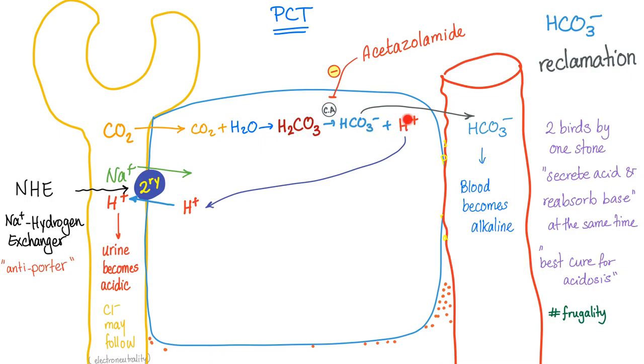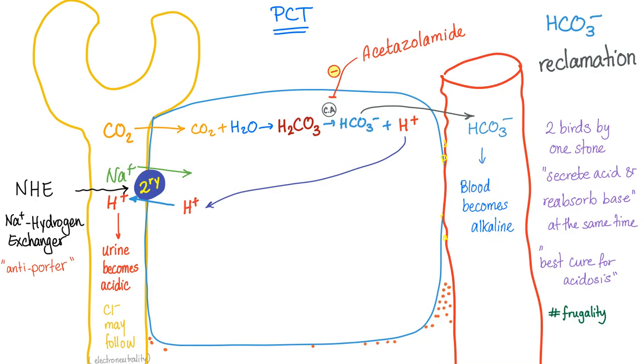First things first, let's get rid of this acid at the luminal border in exchange for sodium. This is called secondary active transport, also known as the sodium-hydrogen exchanger. So the carbonic anhydrase gave us the bicarbonate and the acid. We get rid of the acids in the urine, and the urine becomes acidic. We reabsorb or reclaim the bicarbonate into the blood, and the blood becomes more alkaline.